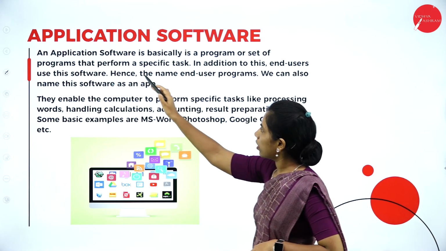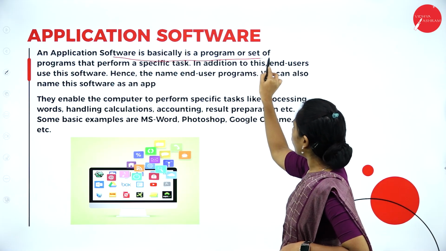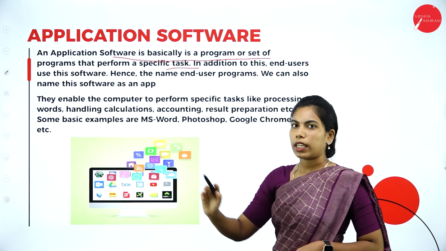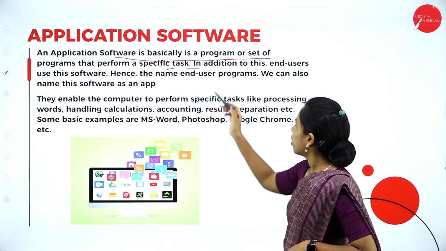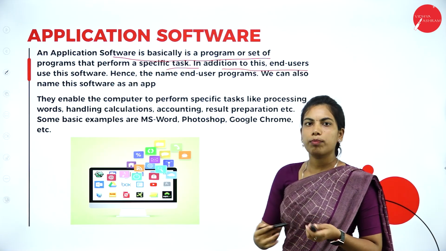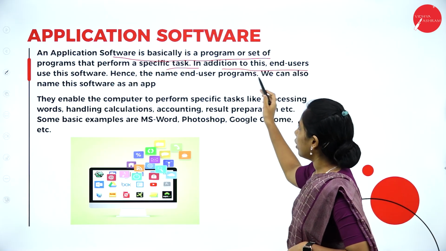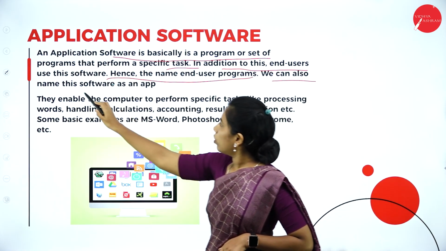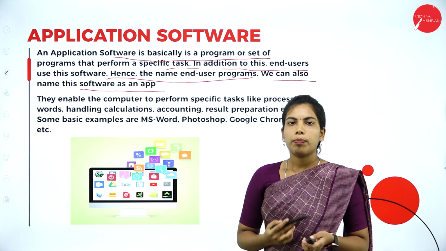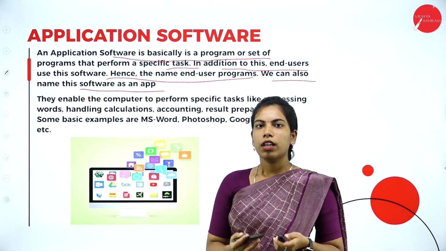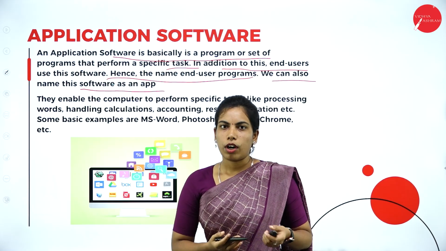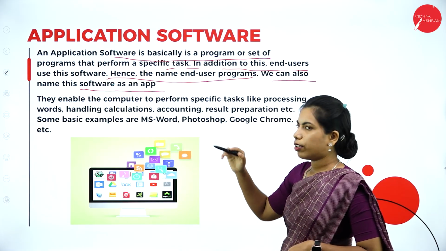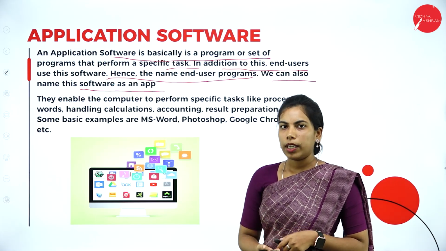Application software is basically a program or set of programs or set of instructions that perform a specific task. You already know what we mean by software. In addition to this, there are multiple types of software. End users use this software. Hence, as end user programs, we can also name this software an app. In the mobile application, you already see, for example, Facebook or Instagram. These are all some set of software, or WhatsApp. These are all software, right? We also call software an application.